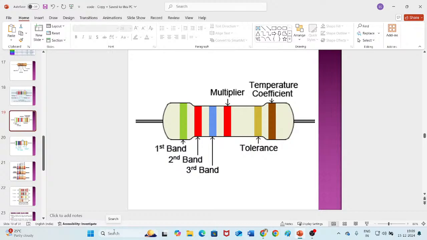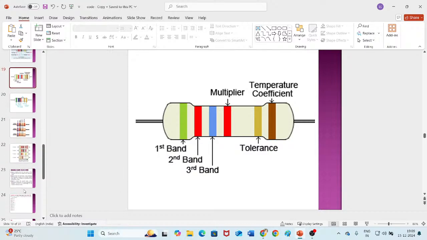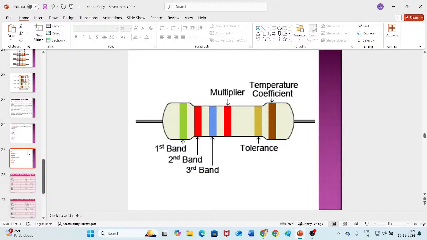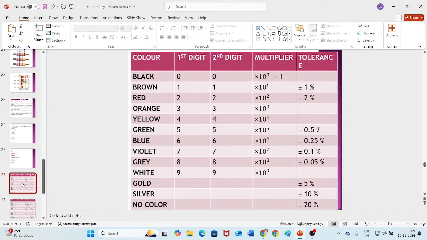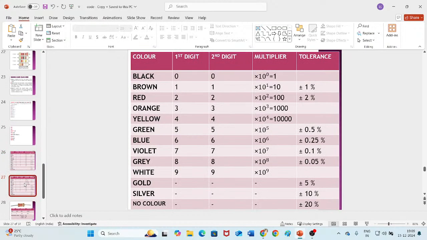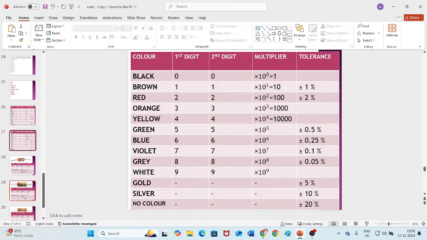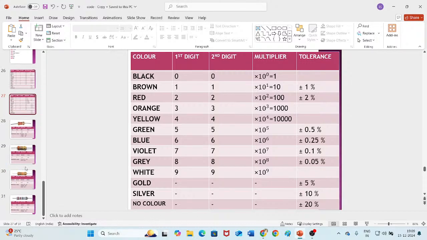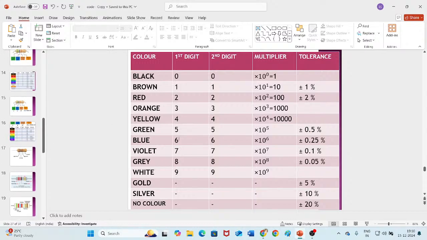I hope you are able to follow this concept. So you just mention in the chat box whether you are able to follow or not. I tried my best in the simplest possible way to explain this concept. So you just mention in the comment box whether this concept was easy or difficult to understand. Okay, then I'm concluding this topic.